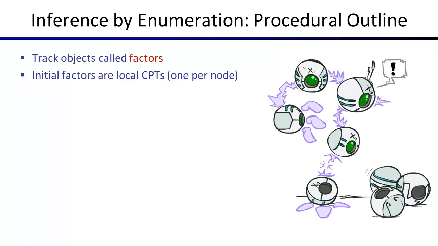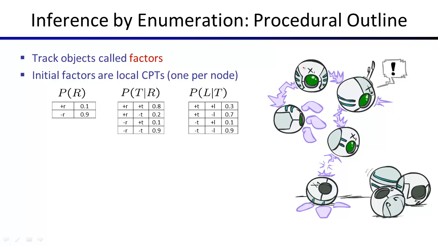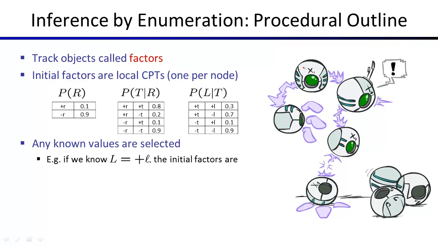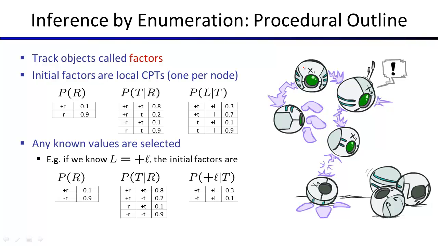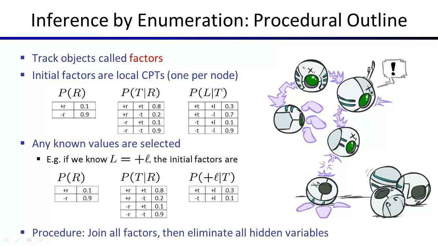So procedurally, what we do is we track some objects called factors, and the initial factors are conditional probability tables, one per node. Here they are. If we had evidence, then we would have selected out whatever is observed. So in this case, we observed late, then that would have been selected out, and only the ones consistent with the evidence are still present. And then the procedure is to join all the factors together and then eliminate all the hidden variables.